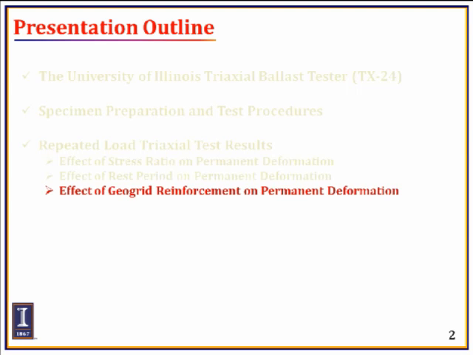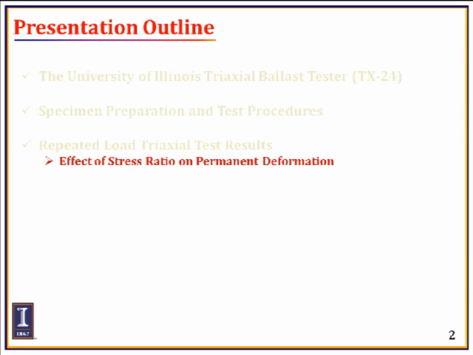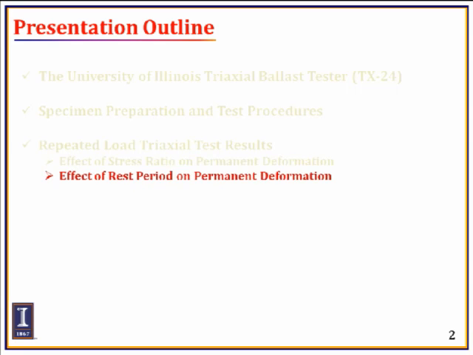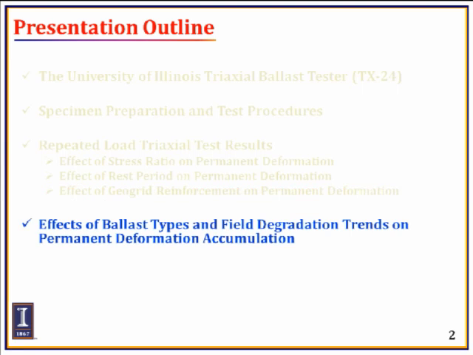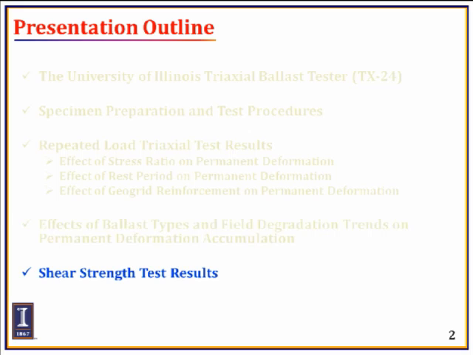Some of the main features that I will be discussing are the effect of stress ratio on permanent deformation, followed by the effect of rest period on permanent deformation of the railroad ballast, and then the effect of geogrid reinforcement on permanent deformation. Also, we will be presenting results about different ballast types and field degradation trends on permanent deformation accumulation, as well as shear strength test results on a specific type of ballast material, large limestone ballast material.